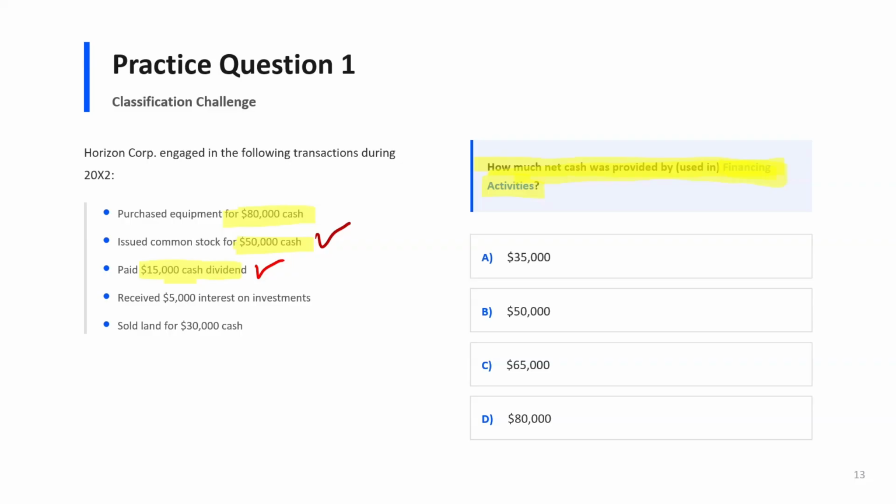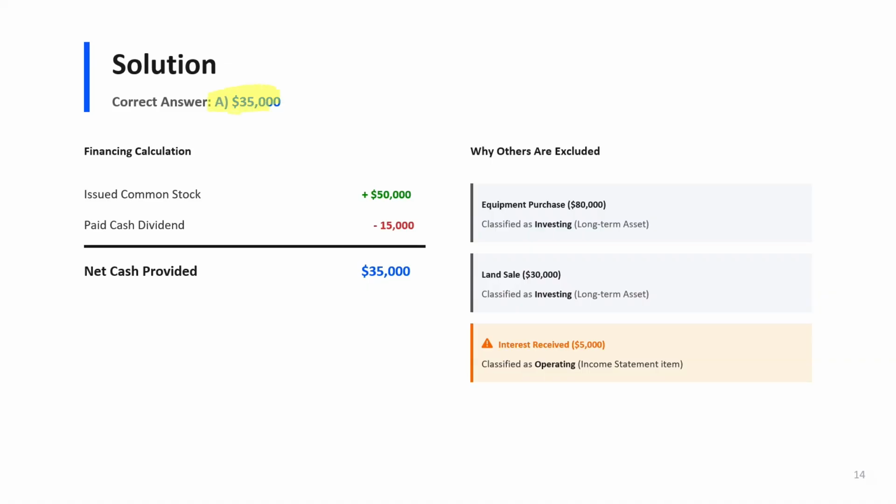Received $5,000 interest on investments. Seems like the trap. Interest is related to operations. Sold land for $30,000 cash, related to investing activities. The correct answer is $35,000. Let's go over again how the calculation is done. Financing activities are the activities funding the operations and paying the investors. They issued common stock for $50,000 and paid cash dividends of $15,000, so net cash provided is $35,000 from financing activities.